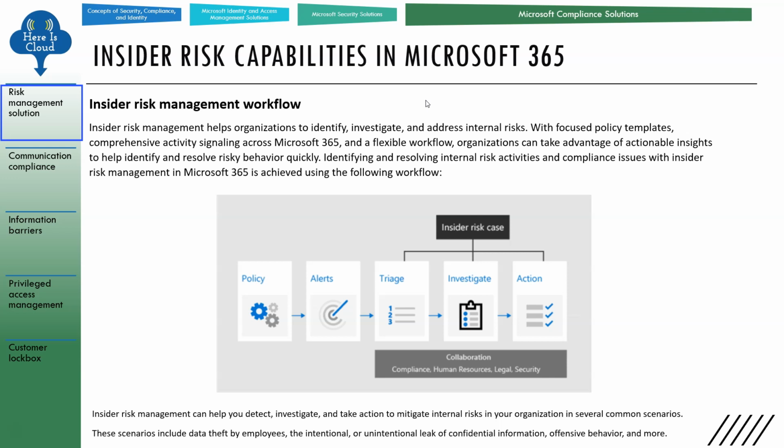As shown in the diagram below, we have policies. Based on policies, alerts are generated and an insider risk case is created, under which it is triaged, investigated, and actions are taken. This happens with the collaboration across compliance, human resource, legal, and security teams. So as the usage at the bottom is written, insider risk management can help you detect, investigate, and take action to mitigate internal risk in your organization in several common scenarios. These scenarios include data theft by employees, the unintentional leak of confidential information, offensive behavior, and more.